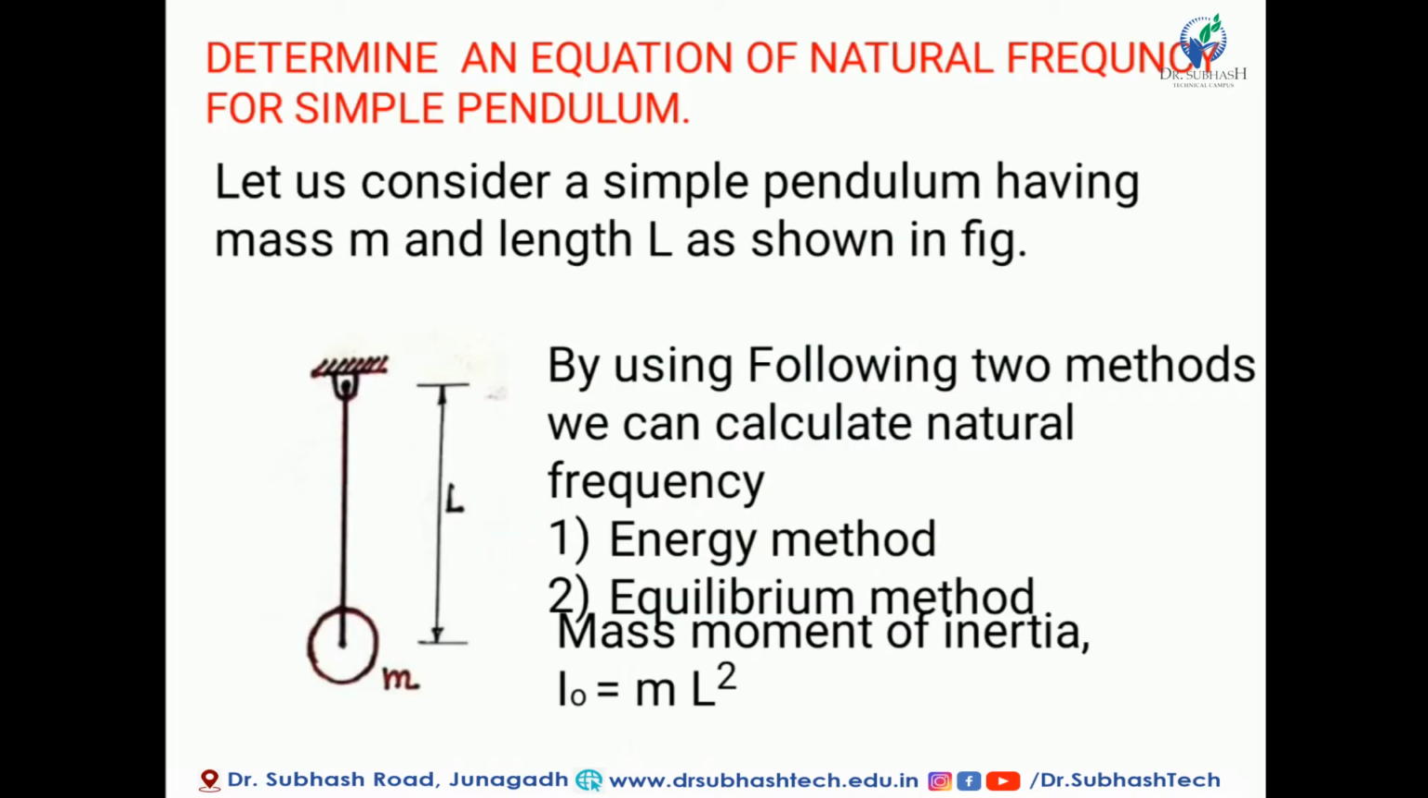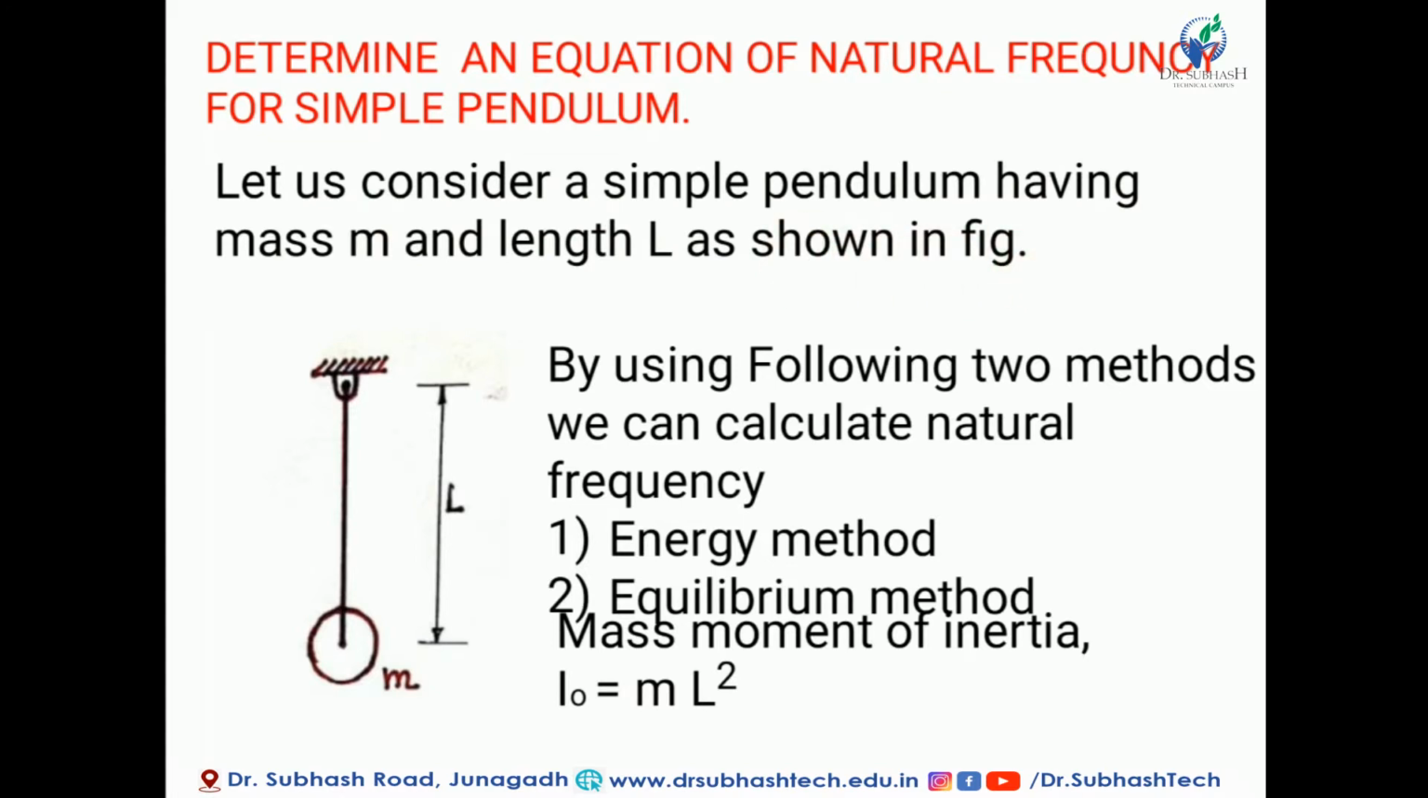Okay, let us start. We are going to determine an equation of natural frequency for a simple pendulum. Here a simple pendulum is given. My dear friends, some mass m is attached at a string. The string is pivoted at the fixed point. Now if we displace the mass in this way, then our pendulum is oscillating this way. Let us consider a simple pendulum having mass m and length l, as shown in the figure.